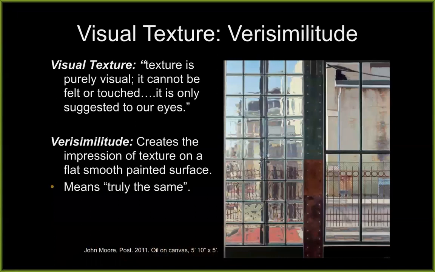There's a word called verisimilitude, which means truly the same. And that is something that is employed by photorealistic painters. They use visual texture that really creates the impression of texture on their smooth, flat canvas. This is an example of that. It seems as though we could touch that glass and there would be edges. It would be that beveled type of glass that you see in older buildings. So very, very close to realism.